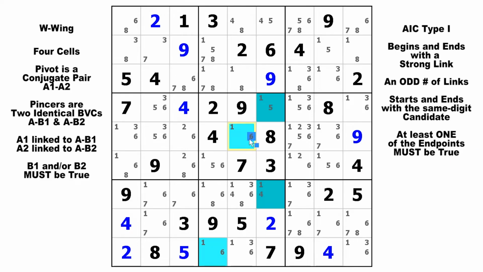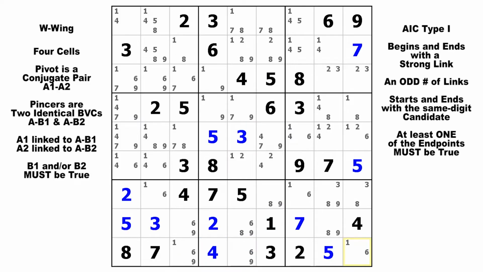So let's mark the chain. It starts on 6. We have a strong link to the 1, a weak link to that one, a strong link to that one, a weak link to that one, and finally a strong link to that 6. So candidate 6 is our candidate B, and the blue 6 and the yellow 6 are B1 and B2. So any other candidate 6 that can see both of those 6s will be false. And in this puzzle, it looks like there are 3. There's one here, there's one here, and one here. Those 3 red 6s can see both of the endpoints of the chain.